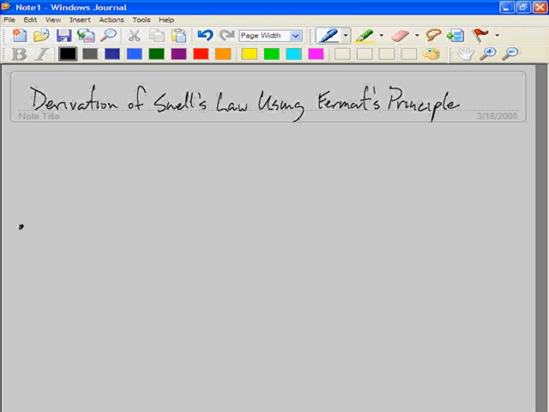Let's say from point A in medium 1 to point B in medium 2. Where these two mediums meet, we'll call the interface medium, or the medium interface.